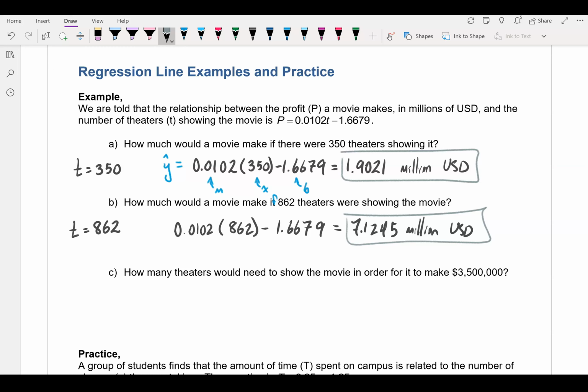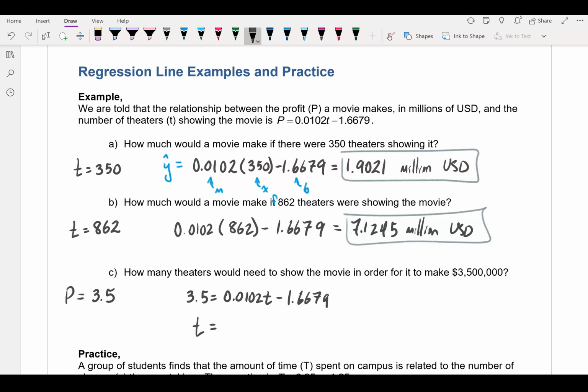How many theaters would need to show the movie in order for it to make $3,500,000? So in this case, if our profit is in millions, this would be 3.5 million. So what you would do is use your equation and say 3.5 equals 0.0102 t minus 1.6679. And you would solve for that t, and then just using the equation alone, we could figure out how many theaters we would need to show it in.